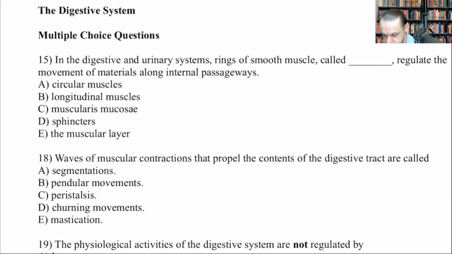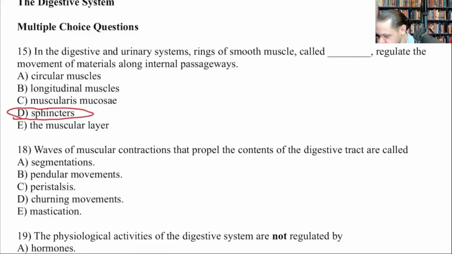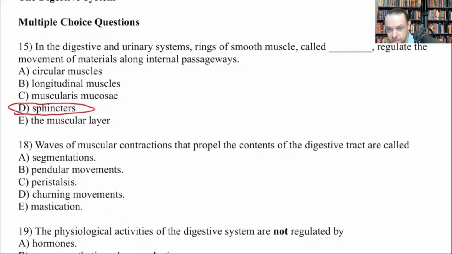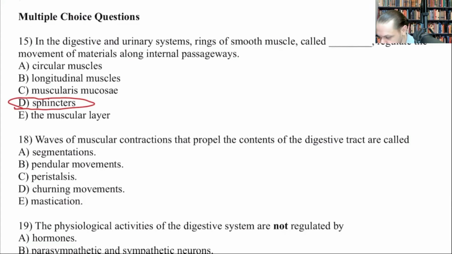In the digestive and urinary systems, rings of smooth muscles called sphincters regulate the movement of materials along internal passageways. Yeah, sphincters is correct. You have the pyloric sphincter, the upper esophageal sphincter, the anal sphincter. These sphincters control the passage. So yes, you're absolutely right.